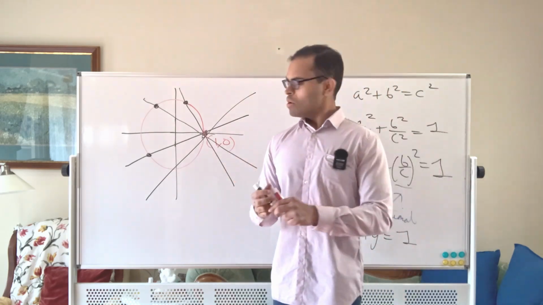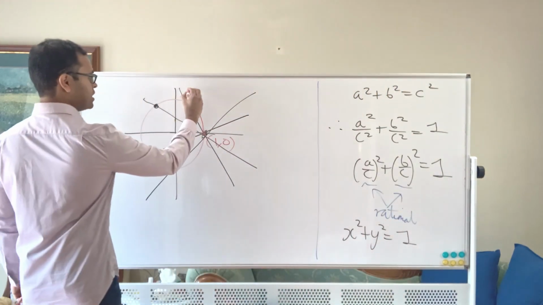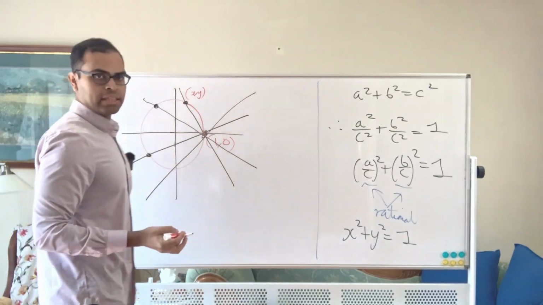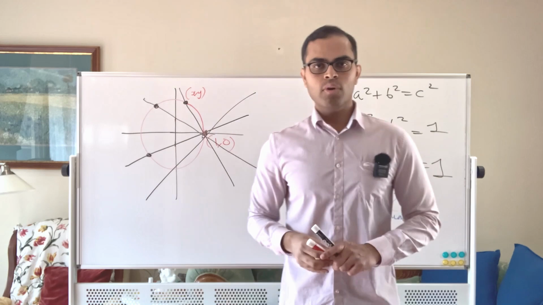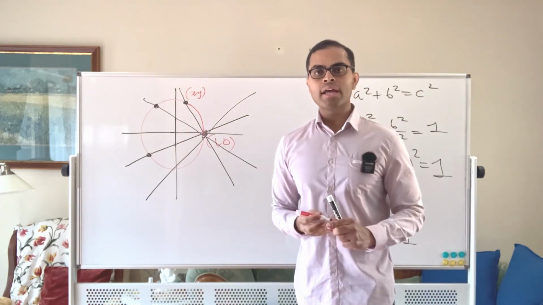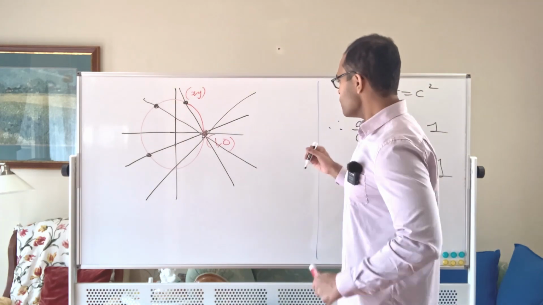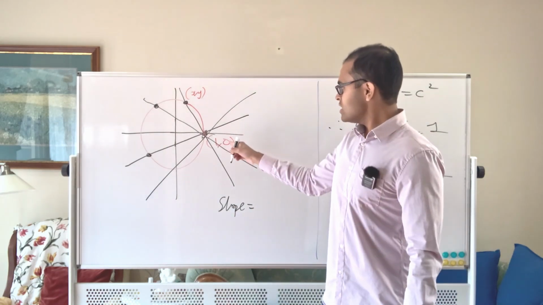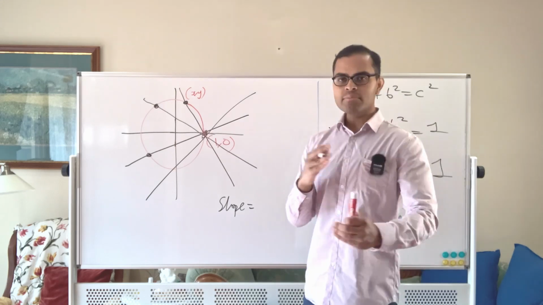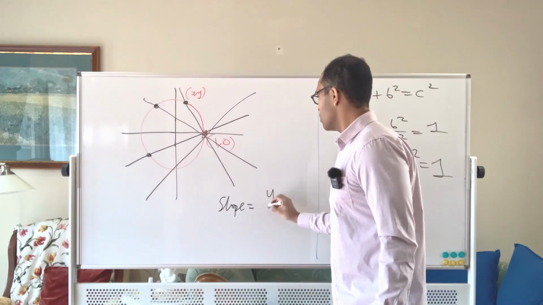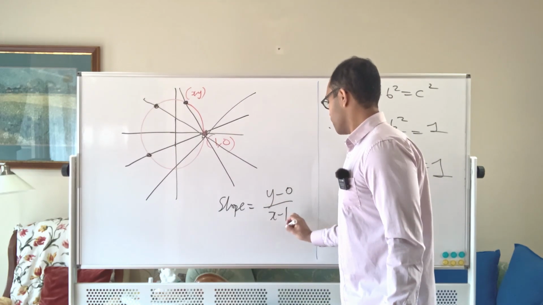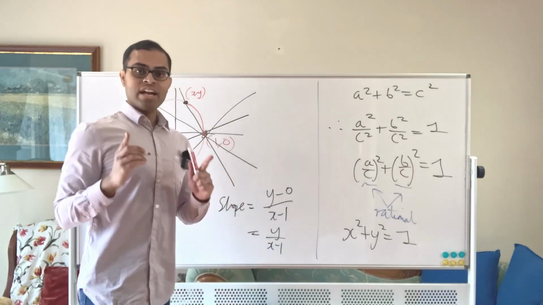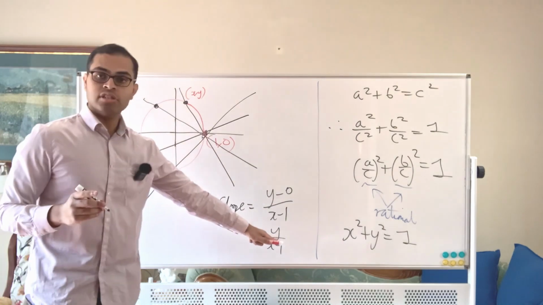Why is that? Well, if a point has rational coordinates, let's say here you have x comma y, what is the definition of the slope of the line that passes through 1, 0 and x comma y? It's the change in y coordinate over the change in x coordinate. So the slope of the line is going to equal, it doesn't matter which order, y minus 0 divided by x minus 1. So the slope of the line is going to be y over x minus 1. So if x and y are rational numbers, this slope is also going to be rational.